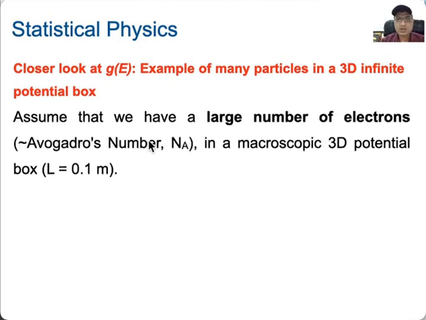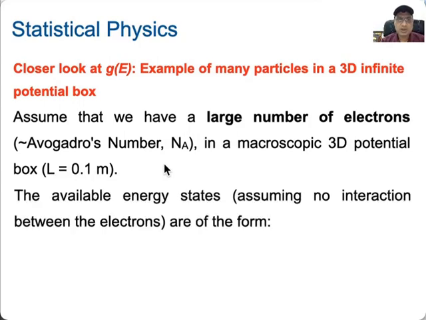So let's assume that we have a large number of electrons, and this large number we are going to express by the Avogadro number Na, in a macroscopic three-dimensional potential box with box size L = 0.1 meter. Okay, so now that we know the value of L and the Avogadro number, we can easily estimate the energy.